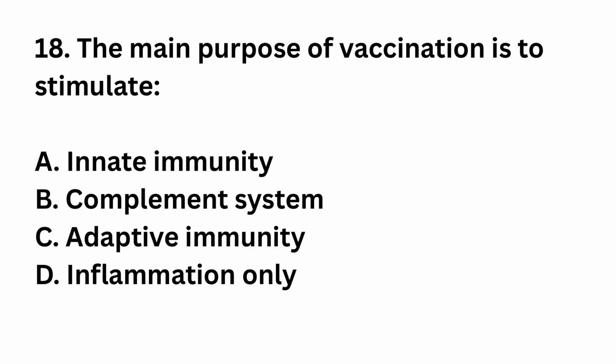Question number 18. The main purpose of vaccination is to stimulate innate immunity, complement system, adaptive immunity, inflammation. The right answer is option C, adaptive immunity. Vaccines stimulate memory B cells and T cells. This leads to long-term protection.